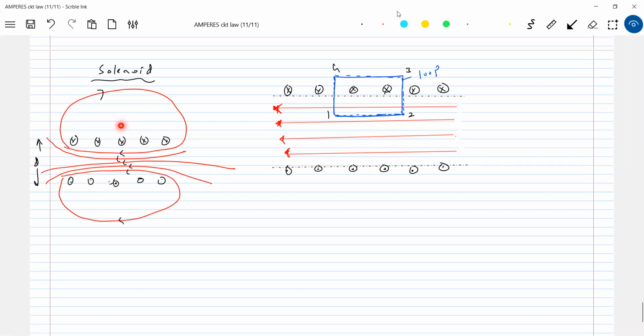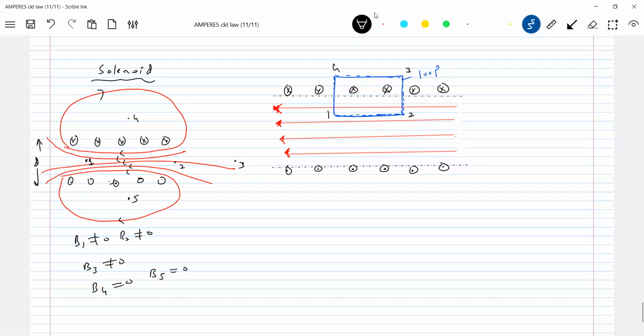So therefore, what will be the field inside the solenoid? Non-zero. The field here non-zero. What about field here? Non-zero. What about field on the axis? Non-zero. What about field at this point? You must say 0 only. B1 non-zero, B2 non-zero, B3 non-zero, B4 0, B5 0. Though I'm showing a few field lines of force, till infinity, I think it's understood, no? The field is negligible, practically we'll make it 0.